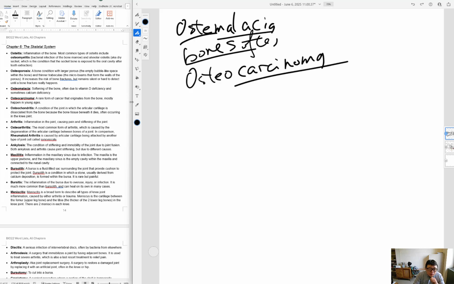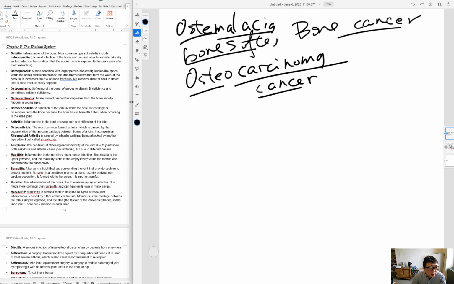Osteocarcinoma. Carcinoma is related to cancer. Osteo, bone, so it is a bone cancer. It's not every bone cancer. Bone cancer itself has many forms, but osteocarcinoma is a rare bone cancer that normally happens in children. We don't have to learn more about that.